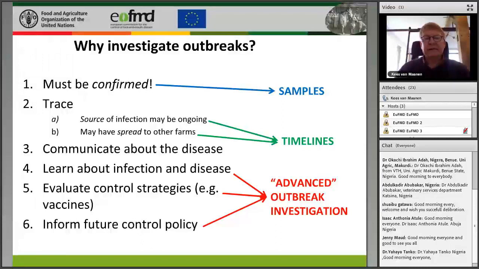And in a later stage, often during a follow-up visit, we can do what we call an advanced outbreak investigation, where we can learn more about the infection and the disease, where we can evaluate the control strategies, for example, the vaccine effectiveness or the lack of vaccine effectiveness, and the socio-economic impact of the disease on that particular farm or EPI unit, and we can inform future control policies with all this sort of information.